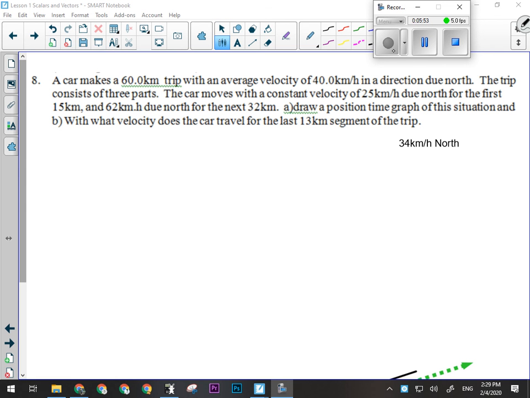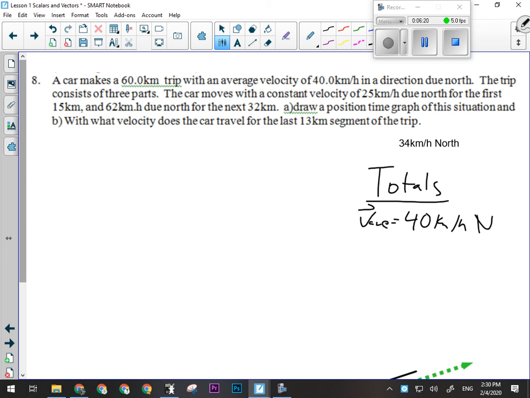Okay, so for number 8 here, we have a car that makes a 60-kilometer trip at an average velocity of 40 kilometers per hour. So we know the total distance, and we know the total displacement and the average velocity. Okay, so we're going to write those over here in our totals section. Our average velocity is 40 kilometers per hour, and that's north. We also know that the whole trip involves a displacement of 60 kilometers north.